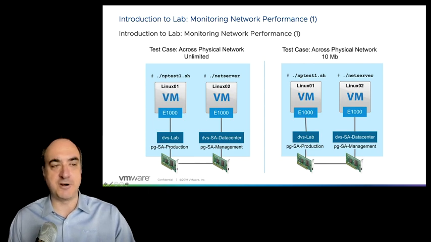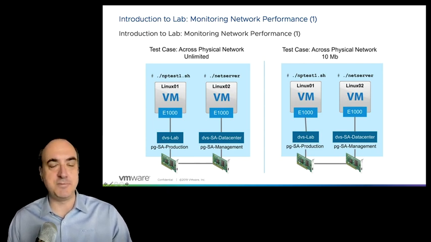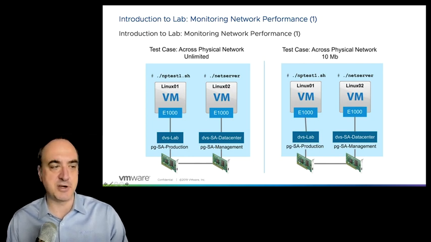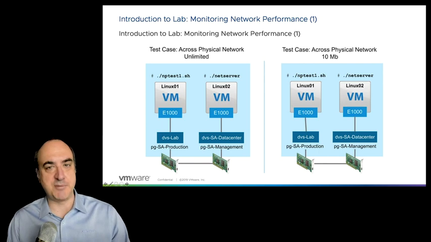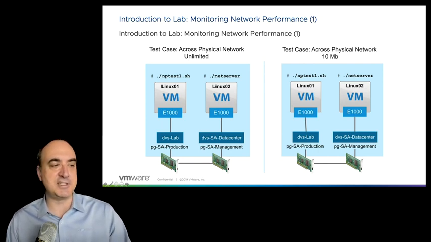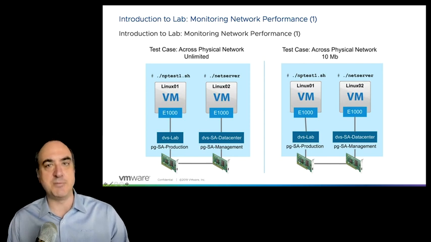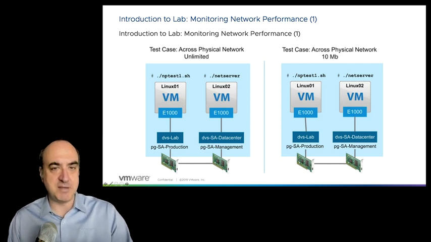What you're going to do at first is make sure that these two VMs are both on the same ESX server and they're on different virtual switches to start. So you're going to make sure that one's on DVS Lab and the other one is on that DVS SA data center, but on the same host. This forces the VMs to have to hit the physical network to communicate with each other.